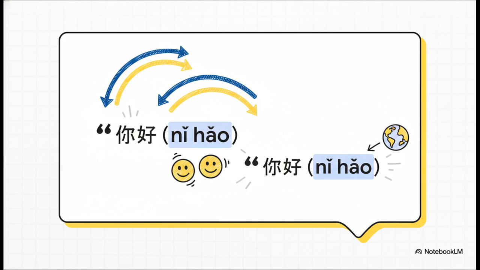Now, let's talk about the tones, because they're key. Both of these characters on their own are third tones. That's the tone that dips down and then rises back up. Let me demonstrate the pieces. Ni, hao, and together, ni hao.